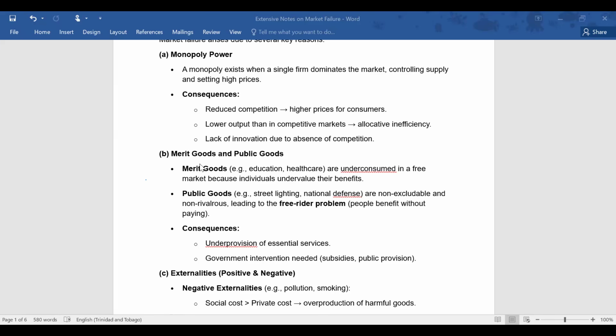Everybody understands how the merit and demerit goods lead to market failure? Yes, sir.